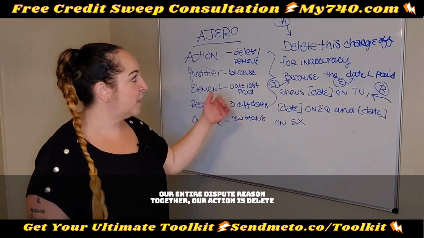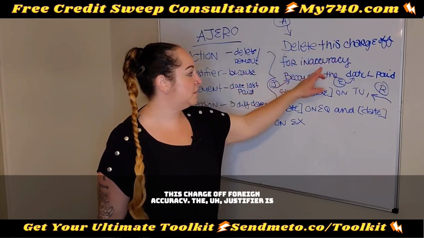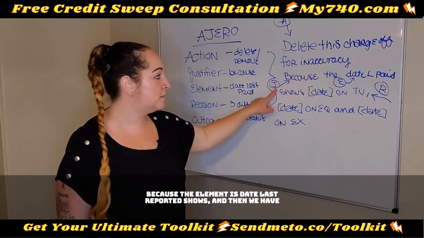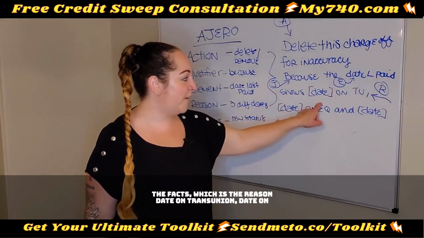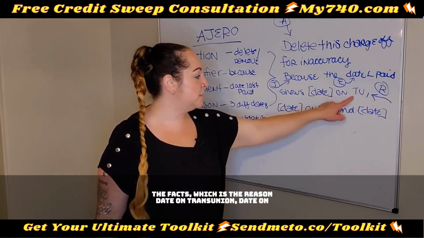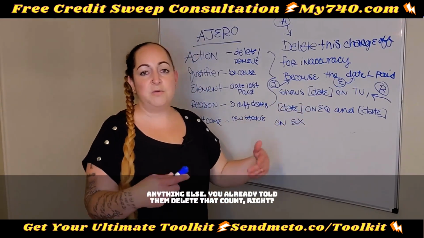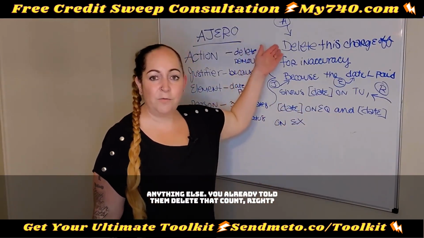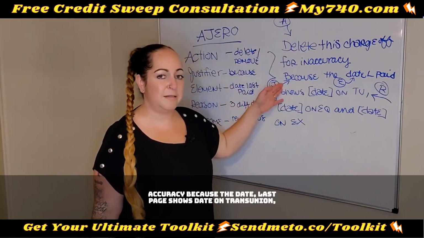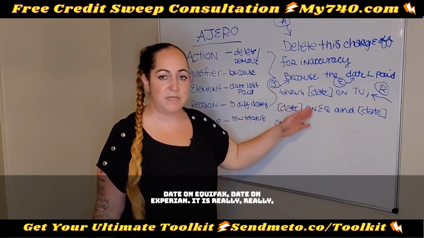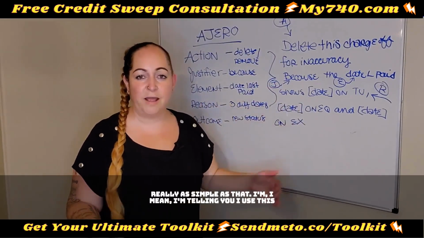So when we put our entire dispute reason together, our action is delete this charge off for inaccuracy. The justifier is because the element is date last reported, shows, and then we have the facts, which is the reason: date on TransUnion, date on Equifax, and date on Experian. You don't have to say and do anything else. You already told them, delete that count, right? So the entire thing goes, delete this charge off for inaccuracy because the date last paid shows date on TransUnion, date on Equifax, date on Experian. It is really as simple as that.